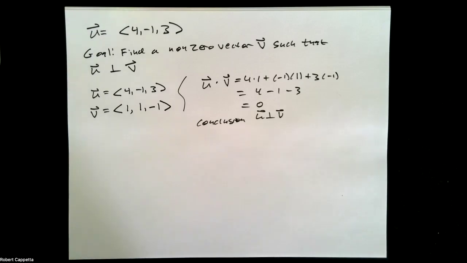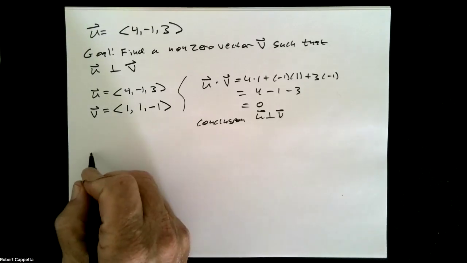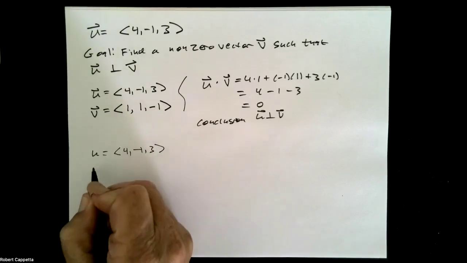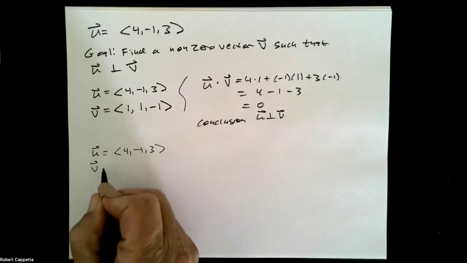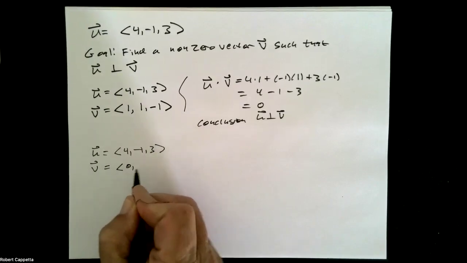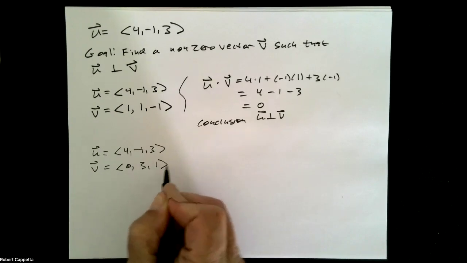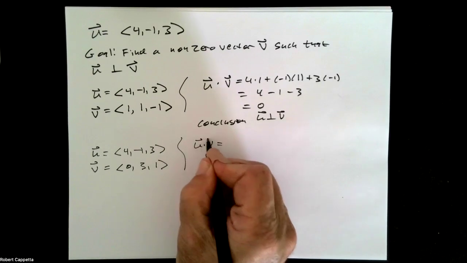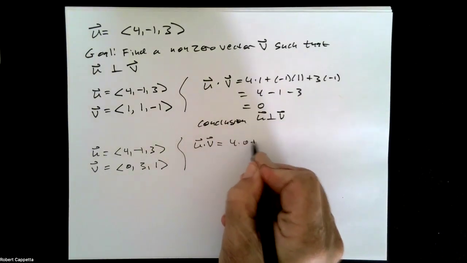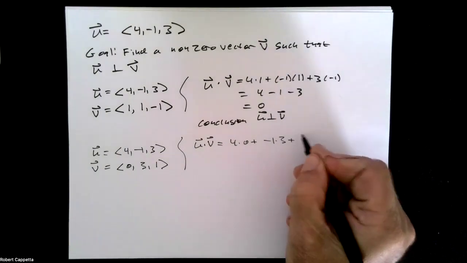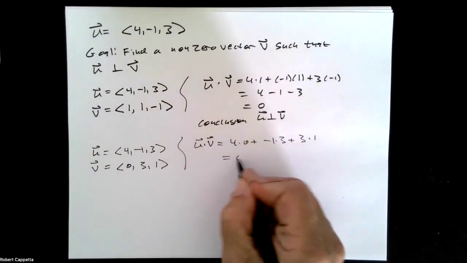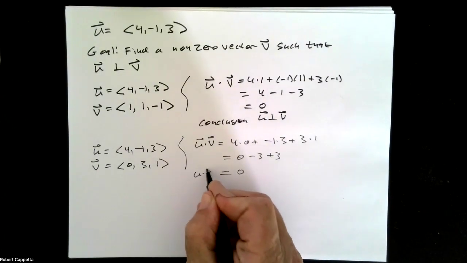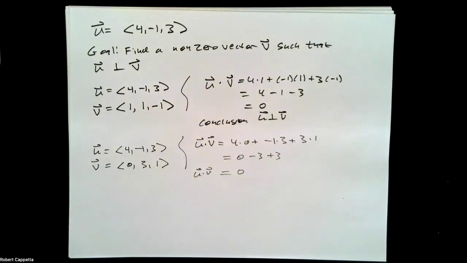Find another one. So again, u is 4, -1, 3. What could v be? How about 0, 3, 1? Again, we're going to check to see what u dot v is. u dot v is 4 times 0 plus -1 times 3 plus 3 times 1, 0 minus 3 plus 3 equals 0. So u dot v is 0. So indeed, there's an infinite number.